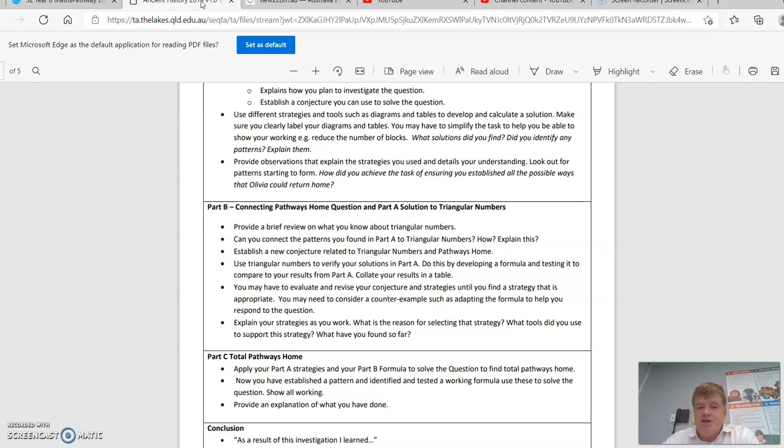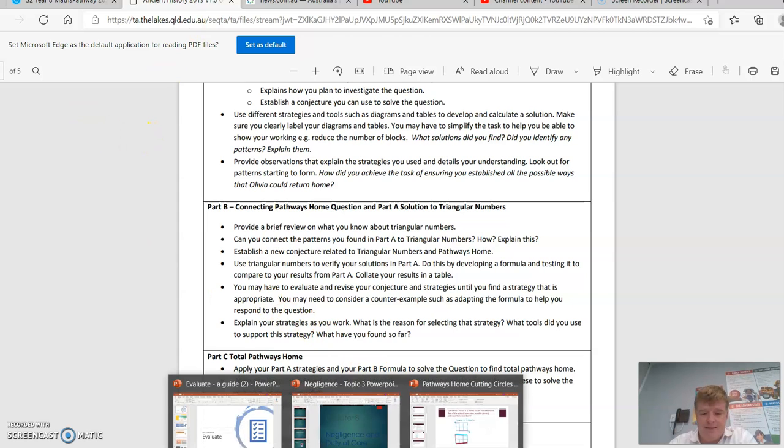You can establish a new conjecture related to triangle numbers and pathways home. And there's no reason why you can't say that the number of blocks, for example, as you start by looking at a 1 by 2 and then 2 by 2 and 3 by 2, might just equal a triangle number. You start with that as a conjecture and see how it works. And then we're going to test and develop that.